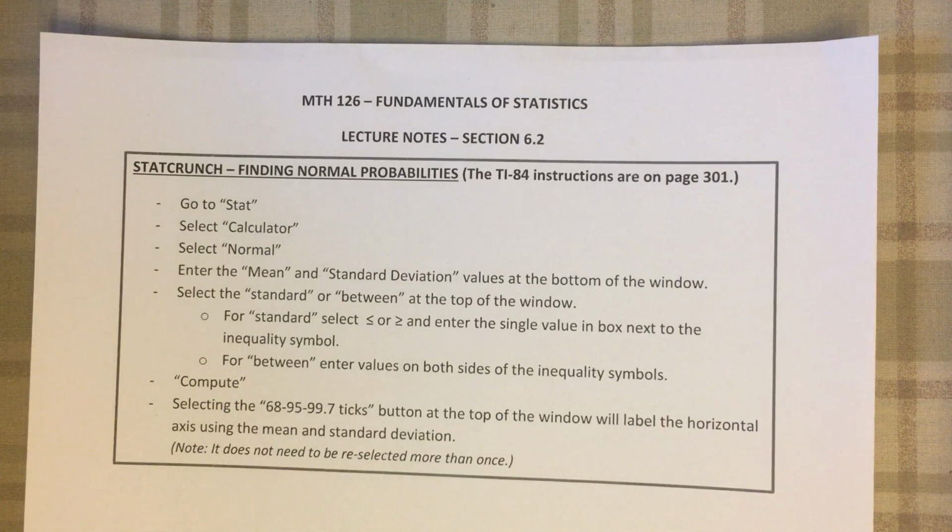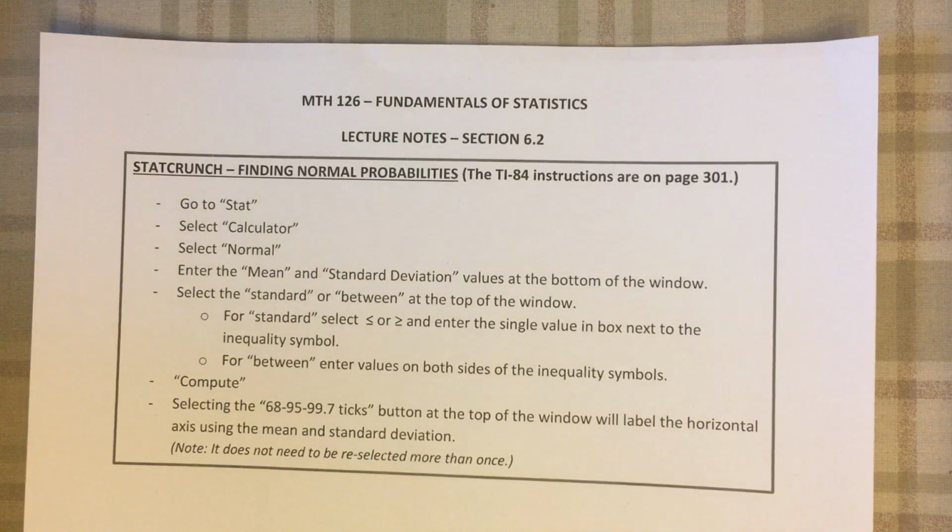So that way, if you do want to take a look at that video using StatCrunch, I will do some screenshots of my computer as I'm working through these problems. All right, so using StatCrunch, the first thing we're going to do is select Stat in the heading at the top. We're going to scroll down in that little list until we see Calculator. Then we're going to select the one that says Normal.